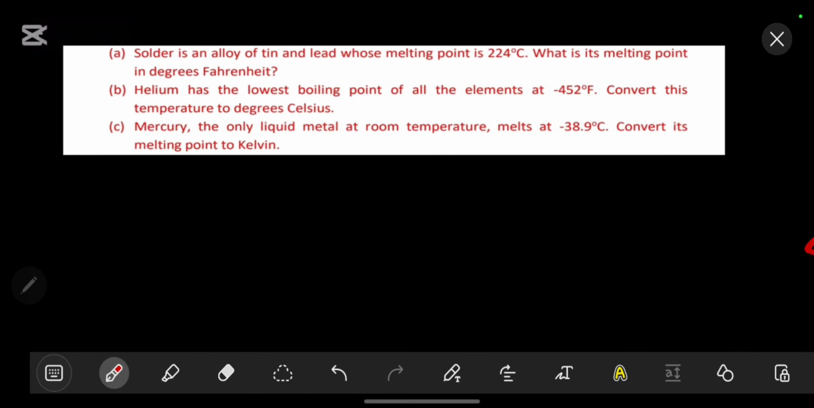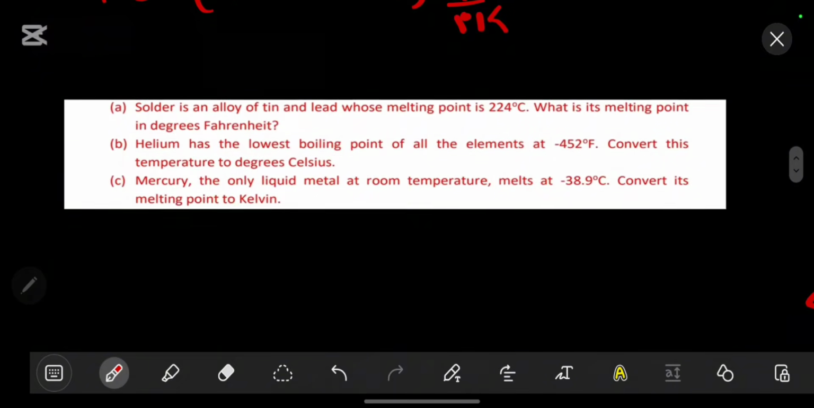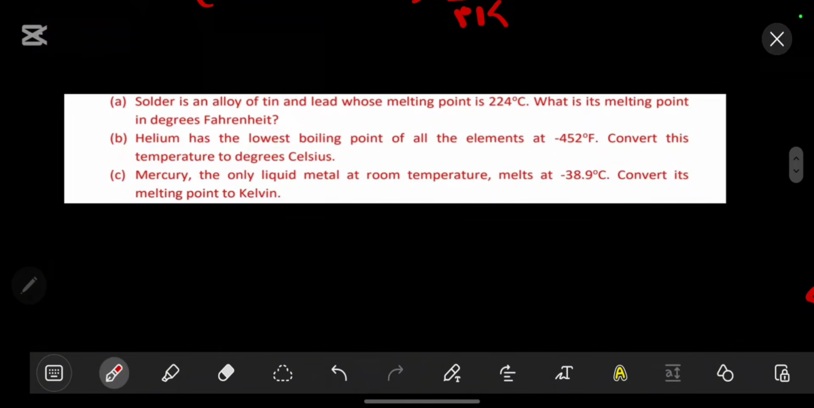Our problem says that solder is an alloy of tin and lead whose melting point is 224 degrees Celsius. What is the melting point in degrees Fahrenheit? So how do you calculate the temperature in degrees Fahrenheit? The formula that we had is temperature in degrees Fahrenheit.